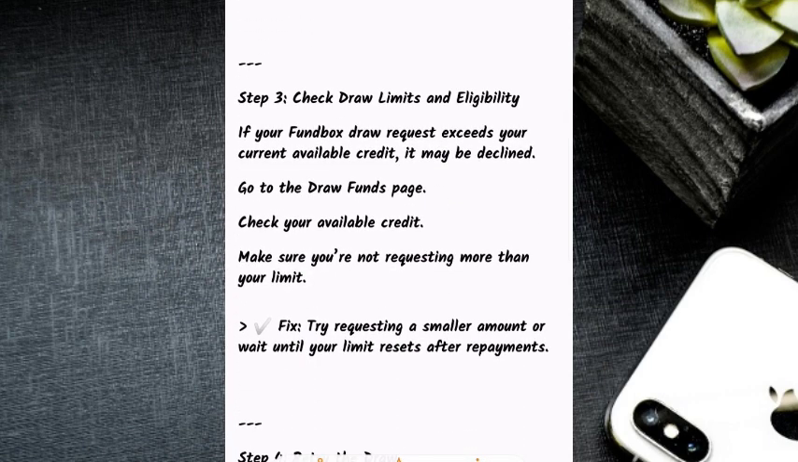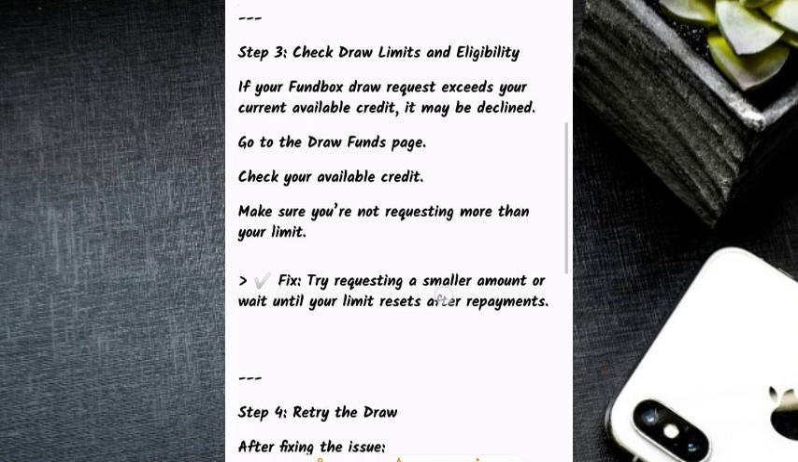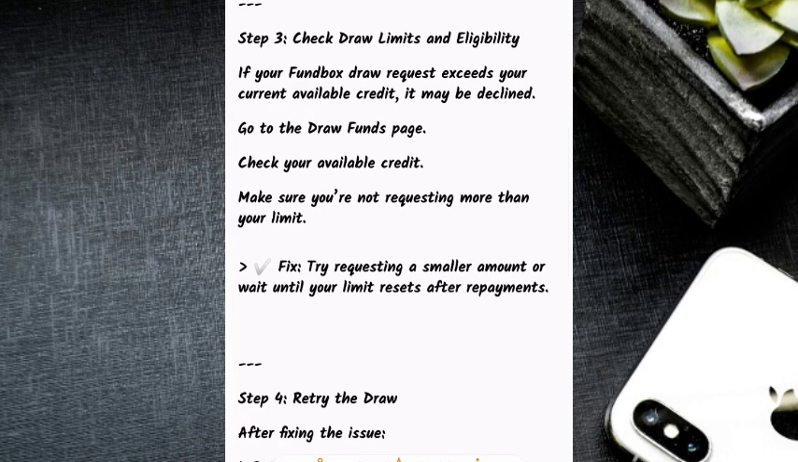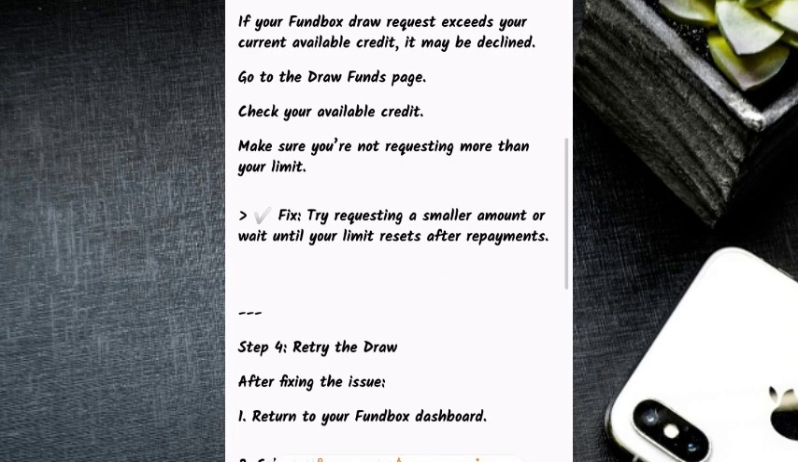Step 3, check draw limits and eligibility. Now, if your Fundbox draw request exceeds your current available credit, of course, it may be declined. So go to the draw funds page, check your available credit, and make sure you're not requesting more than your limits. To fix this, try requesting a smaller amount or just wait until your limit resets after a repayment.